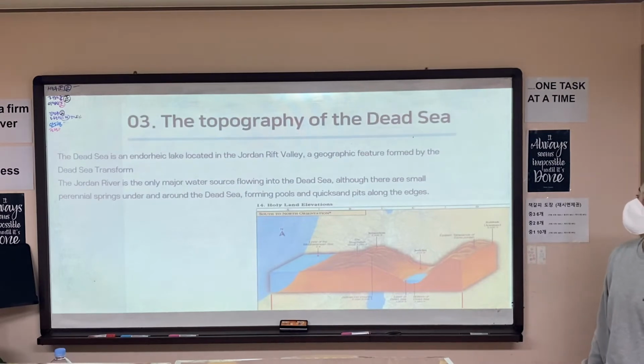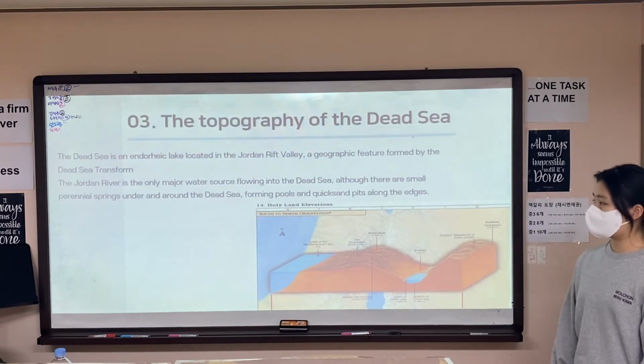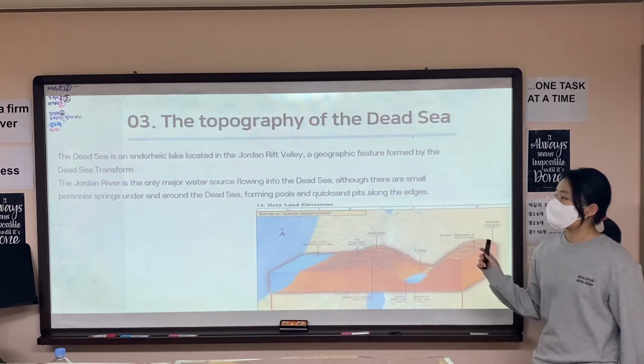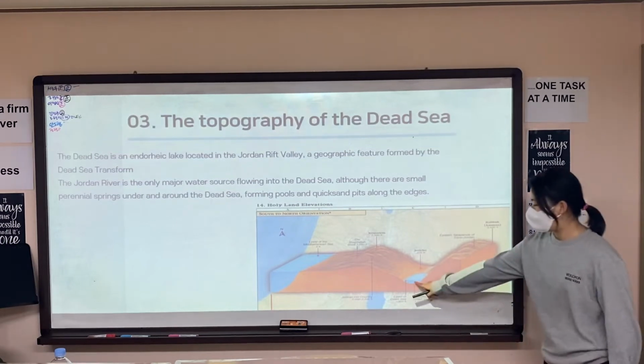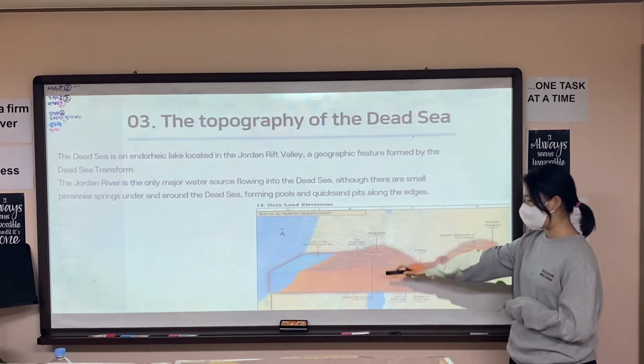The Dead Sea is an endorheic lake located in the Jordan Rift Valley, a geographic feature formed by the Dead Sea Transform. The Jordan River is the only major water source flowing into the Dead Sea, although there are small mineral springs under and around the Dead Sea, forming pools and quicksand pits along the edges. This is the Dead Sea.